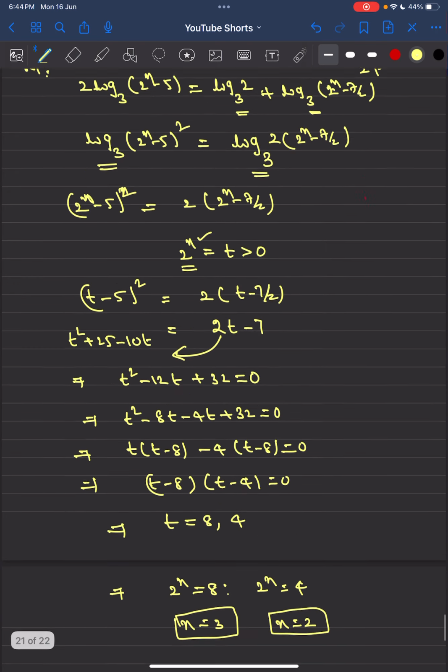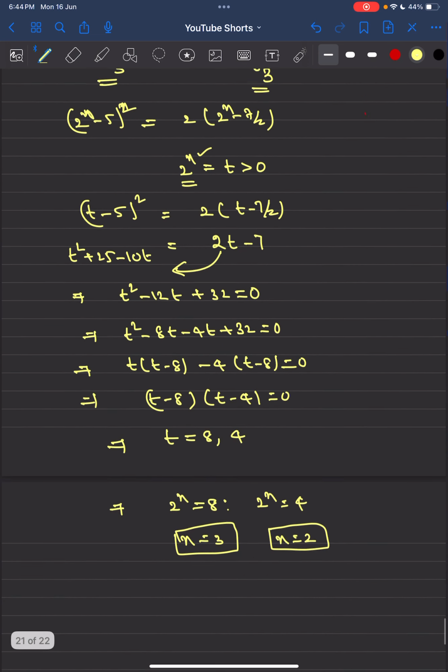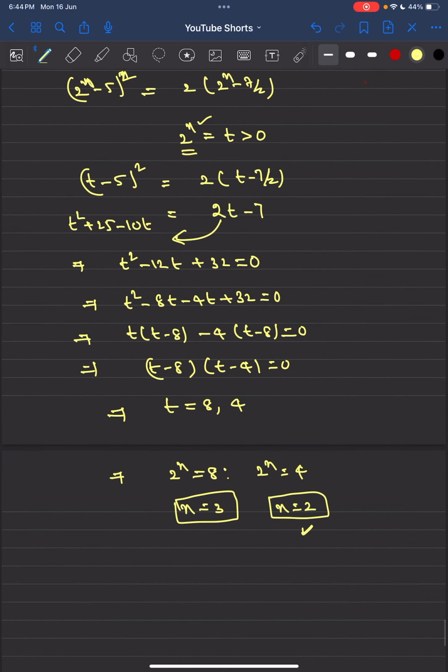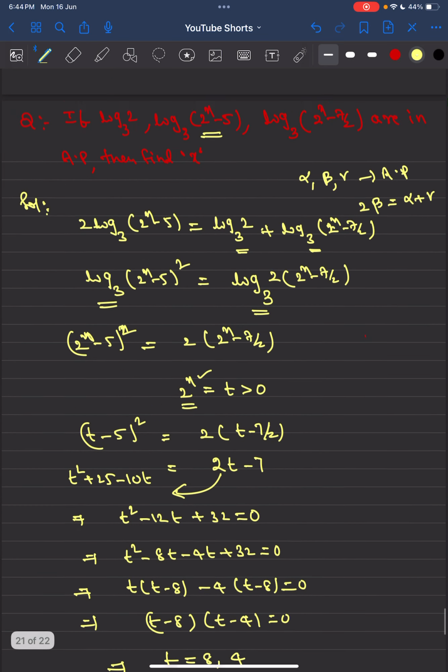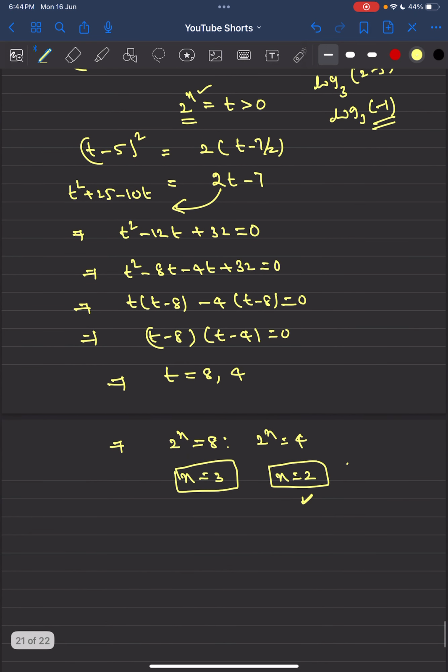But if you see the terms of the progression, if you see the middle term, log base 3 of (2^x minus 5) is there. In that one, if you put x is equal to 2, then what happens? Log base 3 of (2 square minus 5), that is log base 3 of minus 1. Log is not defined for negative values. That's why x is equal to 2 is not an acceptable value.